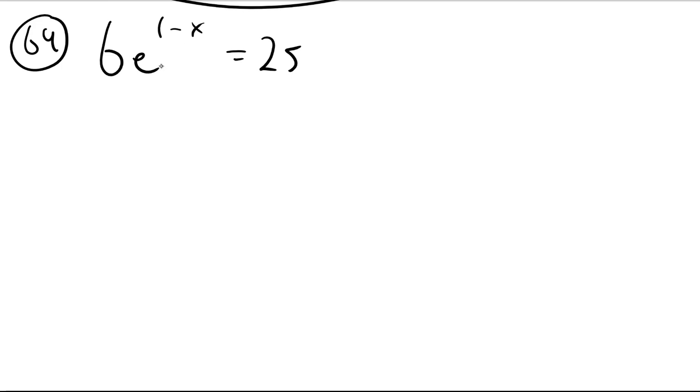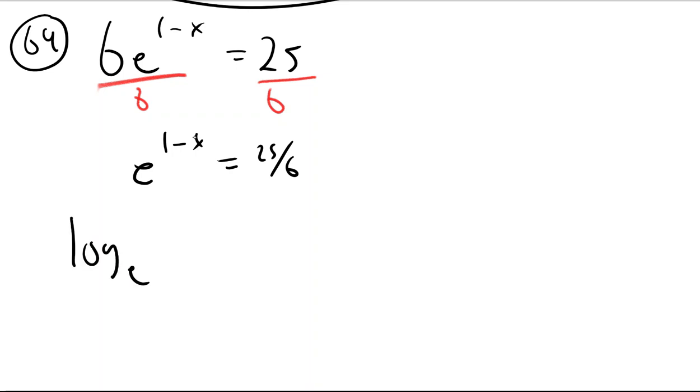So this is not quite in the format of exponential form or logarithmic form, but I could undo this times 6 with the divide 6. And now it's in the exponential form. So if I switch that to logarithmic form and these two switch places, it looks like that. Now optional, but kind of a good idea: instead of saying log base e, we should probably just say natural log.